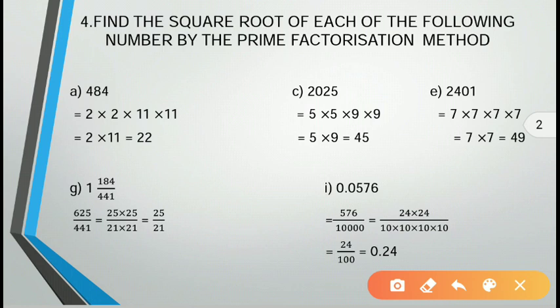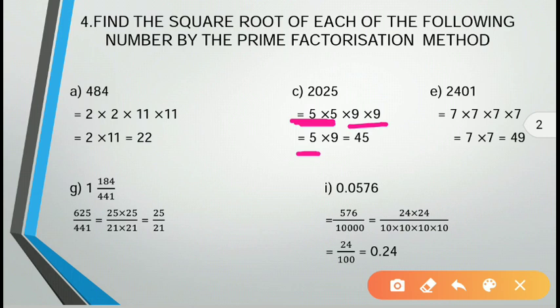Next is 2025. When you do a prime factorization, you will get 5 into 5 into 9 into 9. Okay, so start making a pair. This is one pair, this is another pair. From each of the pairs you need to write the number only one time. Means from this pair 5 into 5 write only one time 5. Why? Because it is a square root.